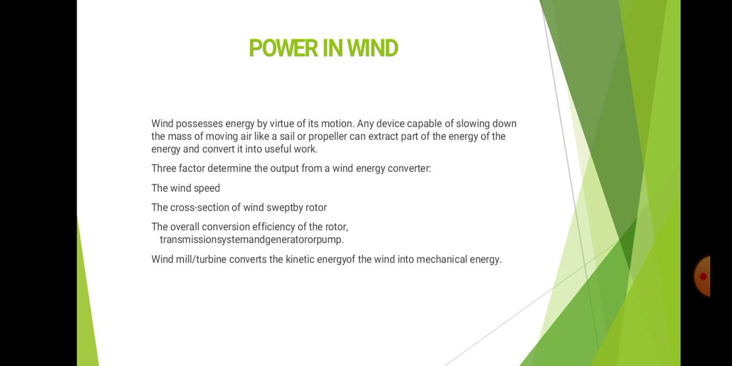There are three factors that determine the output from a wind energy converter. First, the speed of the wind; then the cross section of wind swept by the rotor; then the overall conversion efficiency of the rotor, transmission system, generator or pump.